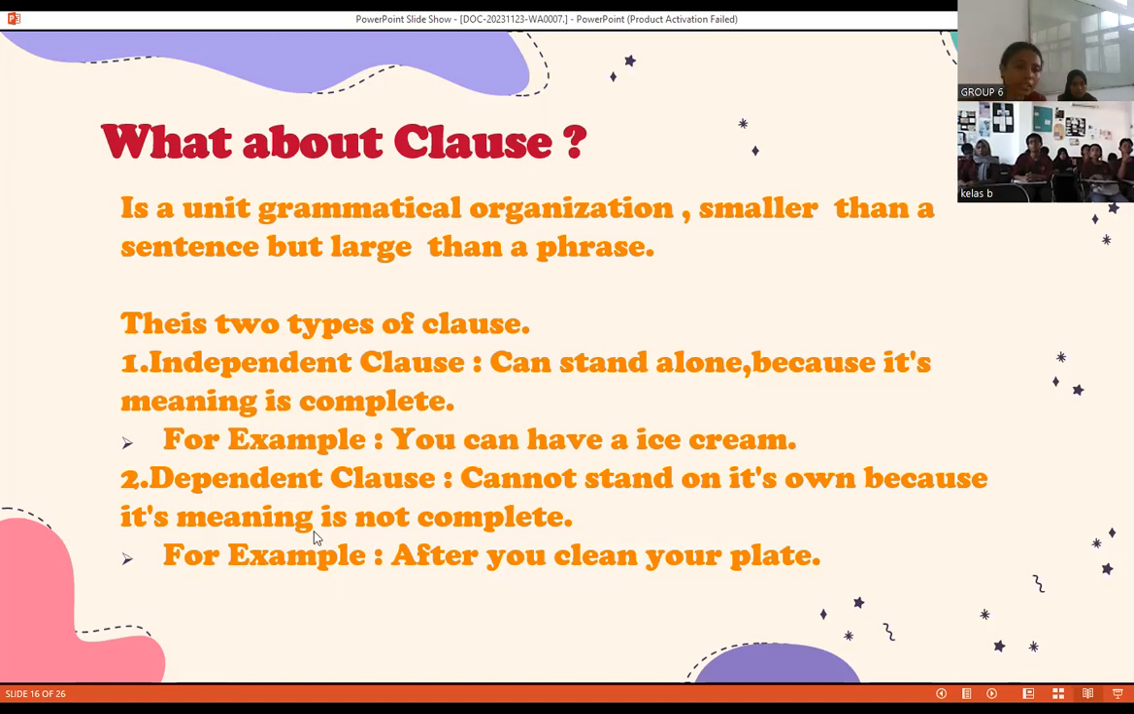The second is the dependent clause, which cannot stand on its own because its meaning is not complete.